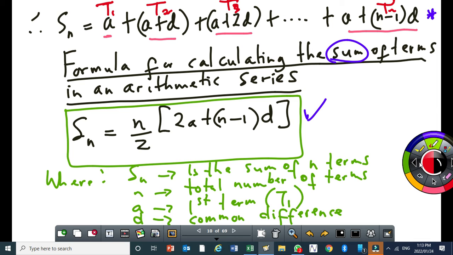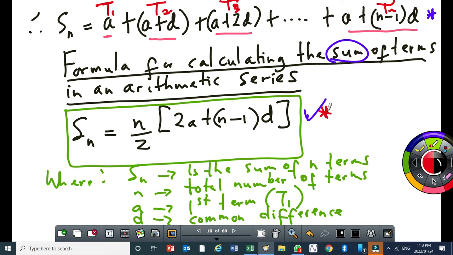Okay? So if you want to calculate the sum of a series, there's a specific formula that you need to know. And that formula is Sn equal to n over 2 multiplied by [2a plus (n minus 1) times d]. Now this formula is provided when you write examinations, but its derivation can be examined.